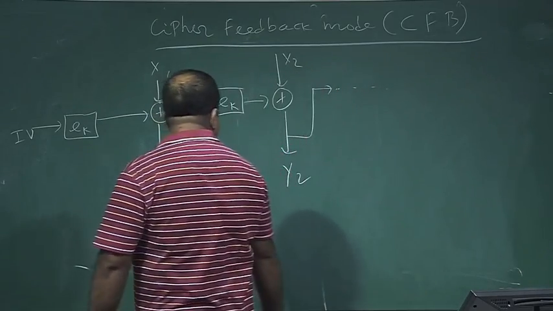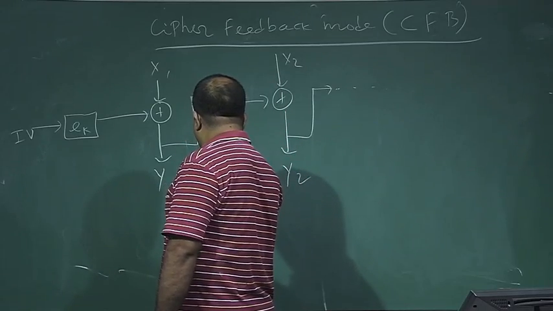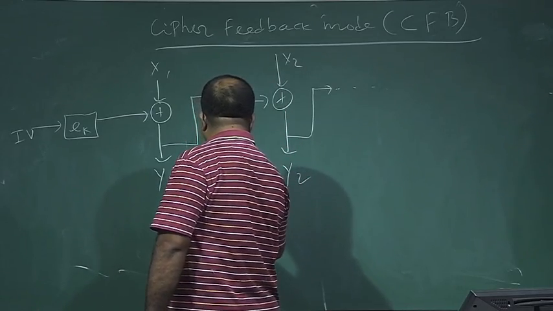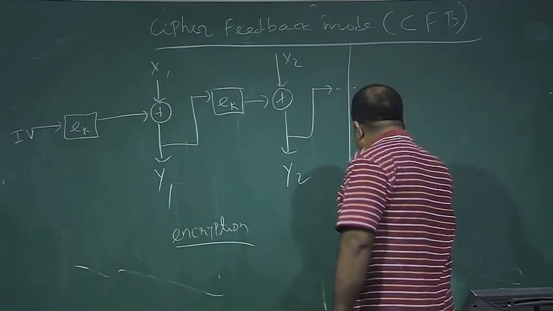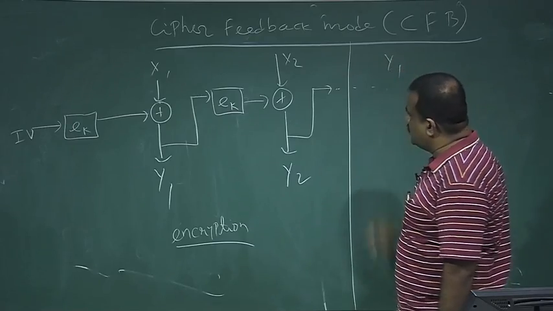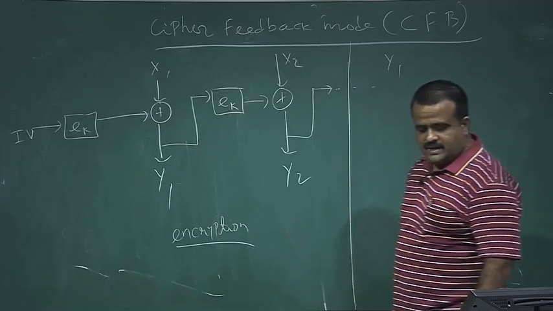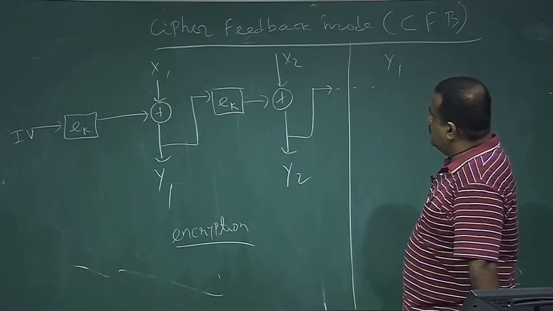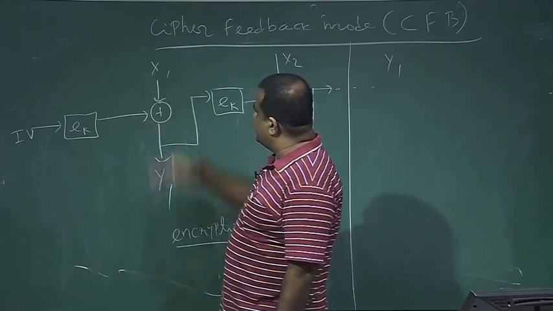So, this is encryption of CFB modes of operation. Okay. Now, how to decrypt? Decryption is basically we have given y1, y2 and so on, and we have to get back the message x1, x2, xn. So, what we do from y1, how we can get x1?